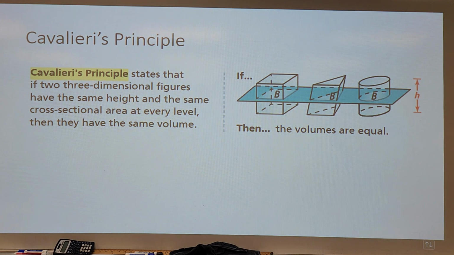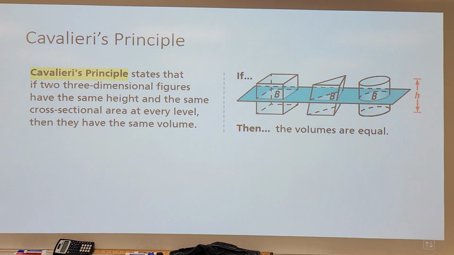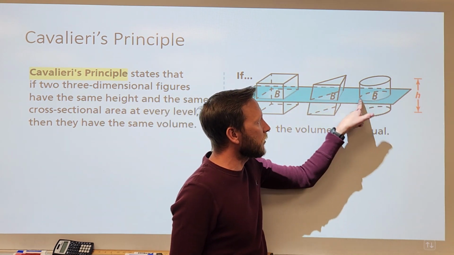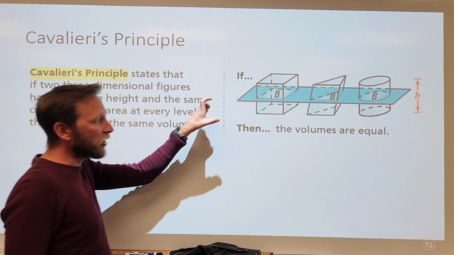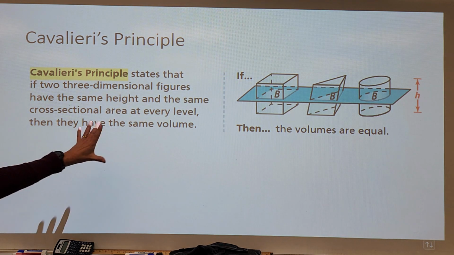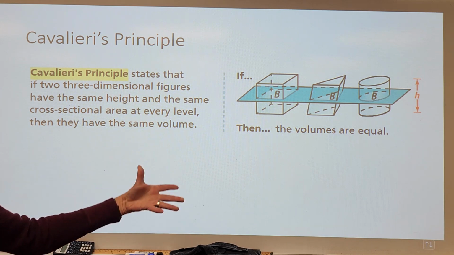This principle here just states that if these figures have the same height and the same cross-sectional area, if the area of this square is the same as the area of this triangle is the same as the area of that circle, and they're all the same height, then all of those volumes will be equal. And the reason for that is rooted in the way that we calculate the volume, all right?